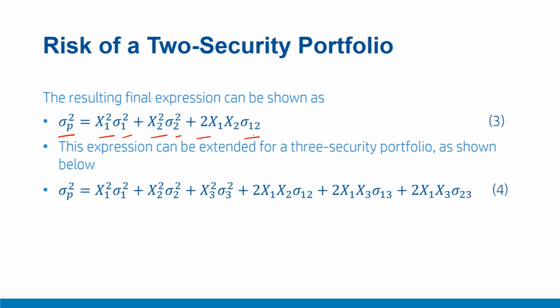Now this expression can be further extended for a three security portfolio, and here it is sigma p square equal to x1 square sigma 1 square plus x2 square sigma 2 square plus x3 square sigma 3 square plus 2 times x1 x2 sigma 1 2 plus 2 times x1 x3 sigma 1 3 plus 2 times x2 x3 sigma 2 3, which is very simply an extension of the two security case.